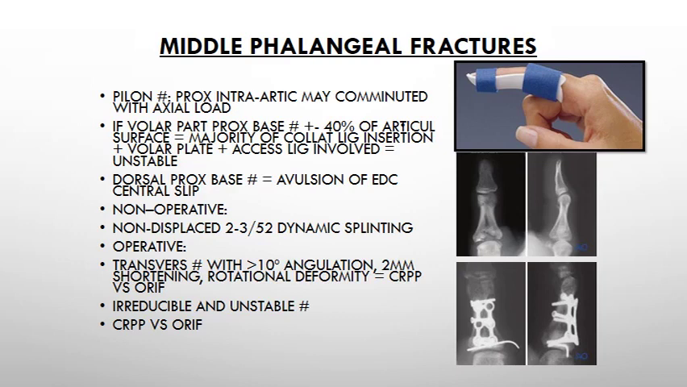Then either a closed reduction percutaneous pinning with K-wires versus an open reduction internal fixation. If the fracture is irreducible and unstable, then a closed reduction percutaneous pinning is not the option. Then an open reduction internal fixation is indicated.